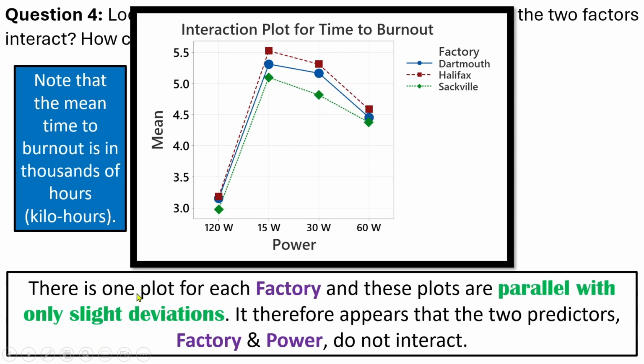Again, we have one plot for each factory. These are color coded, and these plots are parallel with only slight deviations. It therefore appears that the two predictors, factory and power, do not interact. So this is the main thing you're looking at when you examine the interaction plot.